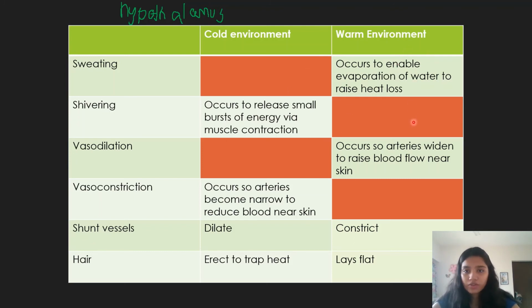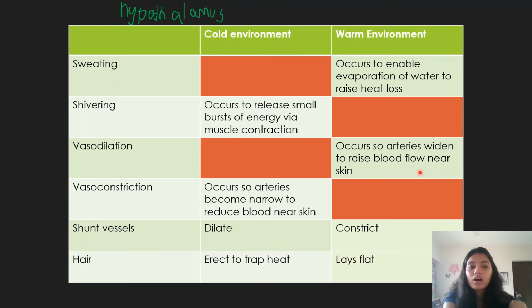You have no shivering. Vasodilation occurs. So arteries near the surface of the skin widen, so that more blood flows near the skin. That means more of the heat can be lost, because obviously there's heat in your blood, so it causes a greater rate of heat loss.